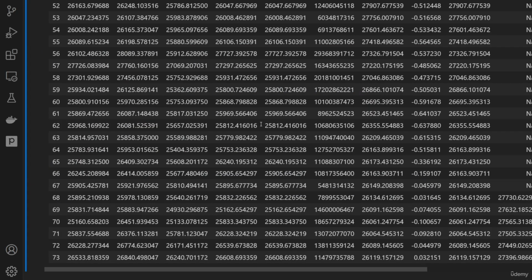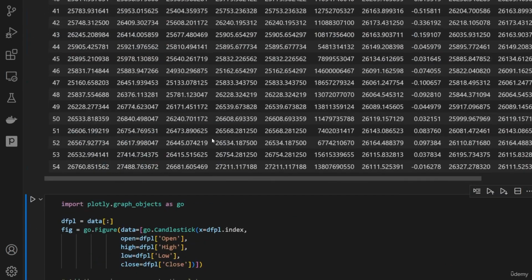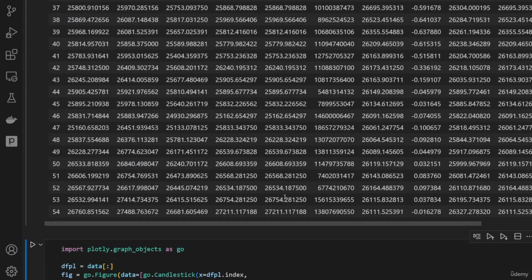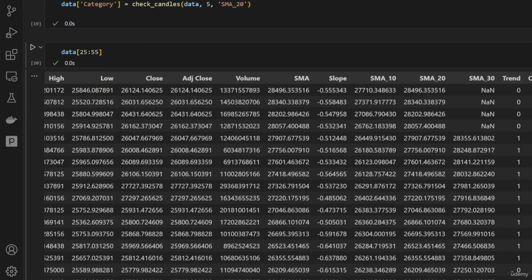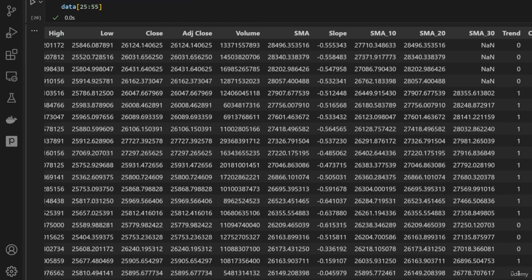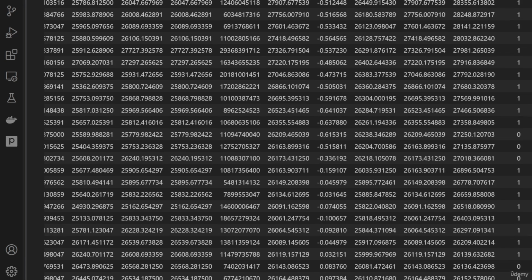I'm going to run this, and then we're going to check our data frame and have a look at some values. So at the end, we should have the category column, which we can see here. We have a downtrend here. We don't have any trend detected here. Here it's a downtrend and so on.